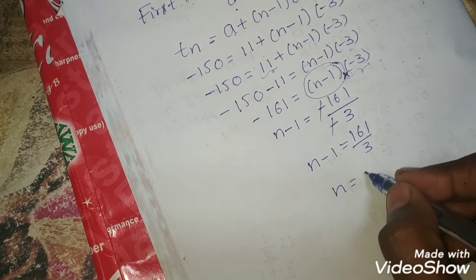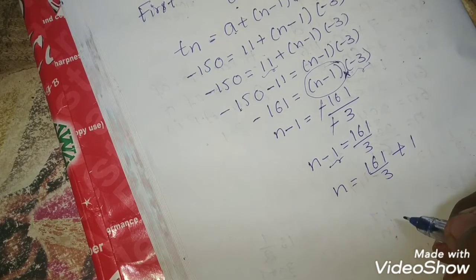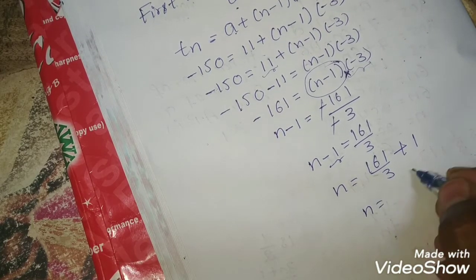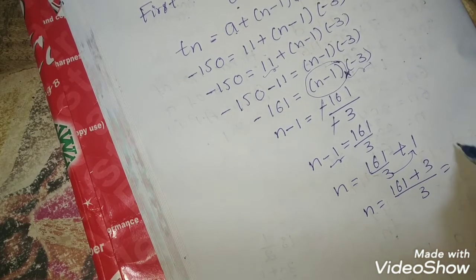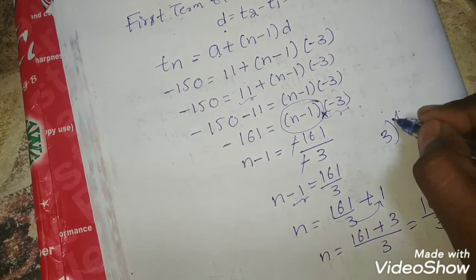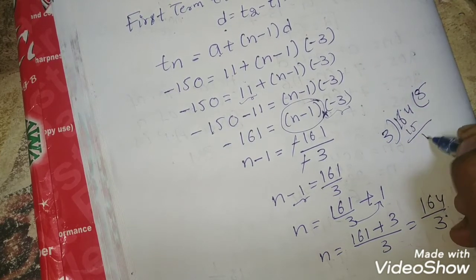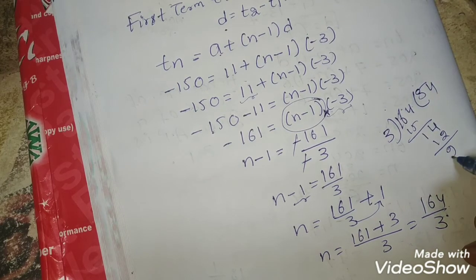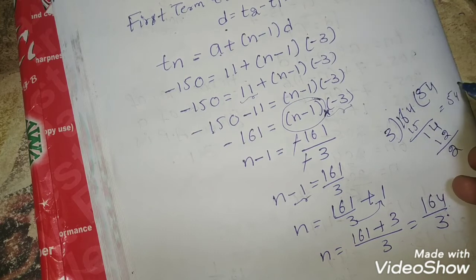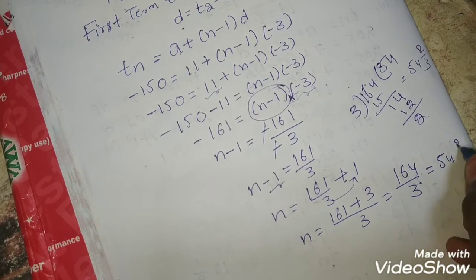So what is n here? n is equal to 161 by 3 minus 1, which becomes plus 1. What is our answer? n is equal to (161 plus 3 into 1) divided by 3, that is 164 by 3. If you divide 164 by 3: 3 fives are 15, 1 remaining, and 4. 3 fours are 12. What is remaining? 2. So you can write it as 54 2 by 3 in the mixed fraction.